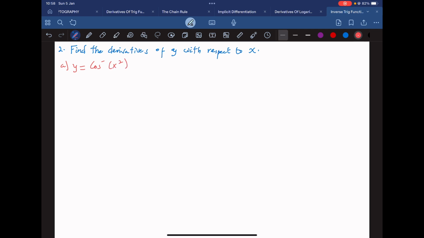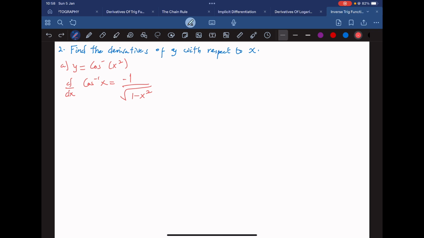Remember, we know that if we differentiate cos inverse of x, we have negative 1 out of the square root of 1 minus x squared. The reason why we have this is that if we differentiate x, you multiply this by 1. If you differentiate x, you get 1. 1 times negative 1 is the same as negative 1. That is why we don't write it.